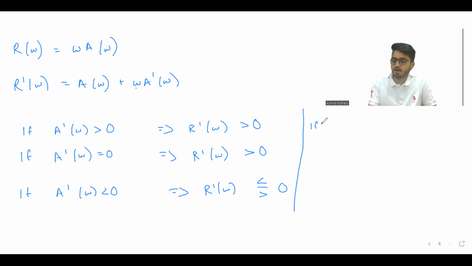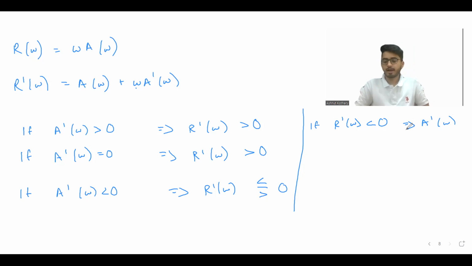What can you say if R dash W is greater than 0? Or let's begin with actually R dash W less than 0. What can you comment about A dash W? If R dash W is negative, LHS is negative, this is a positive term, W is positive, it implies A dash W has to be negative.